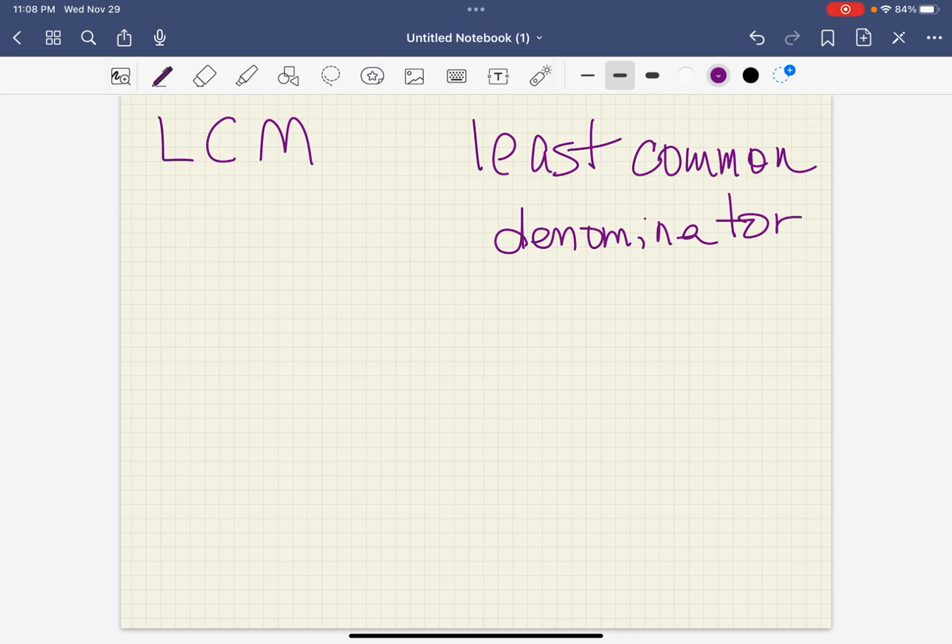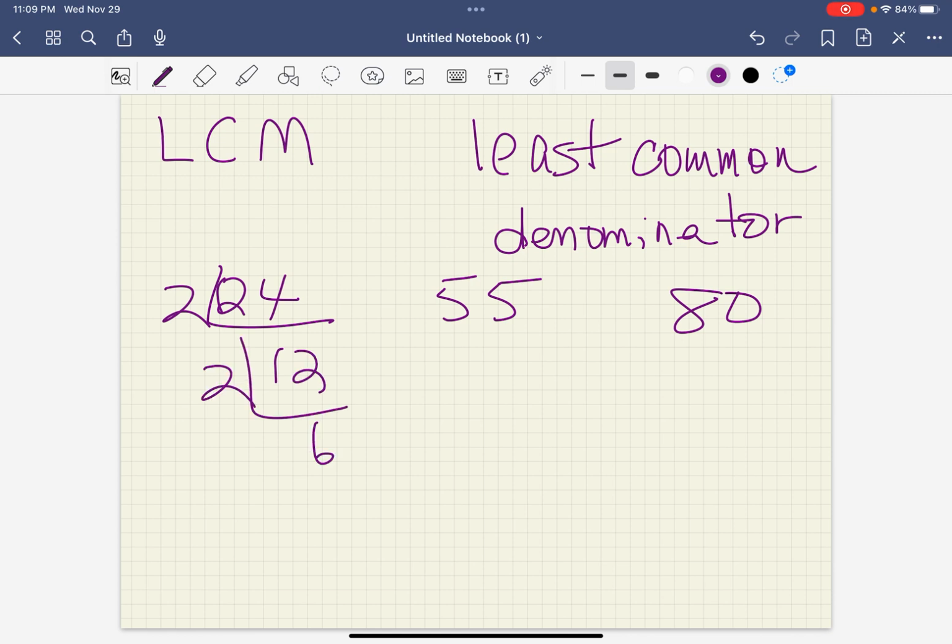All right, so it says find the LCM for 24, 55, and 80. So what we need to do is write the prime factorization for each one of these. So for this one, 2 goes in here 12, 2 goes in there 6, 2 goes in there 3. So that's 2 times 2 times 2 times 3. 55 is just 5 times 11.